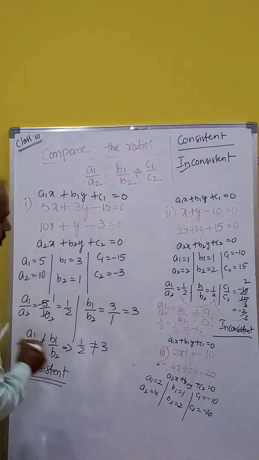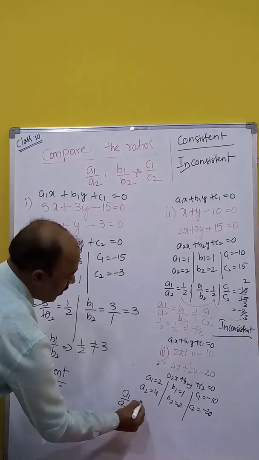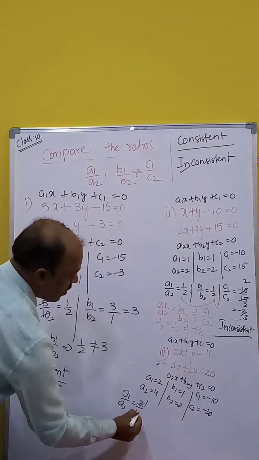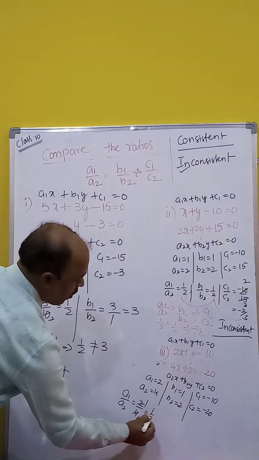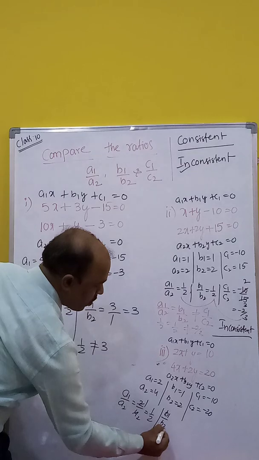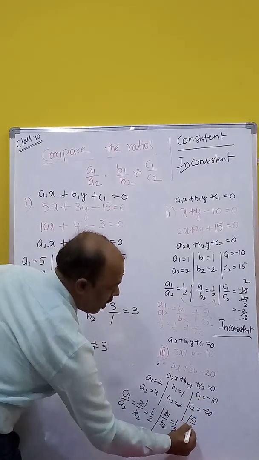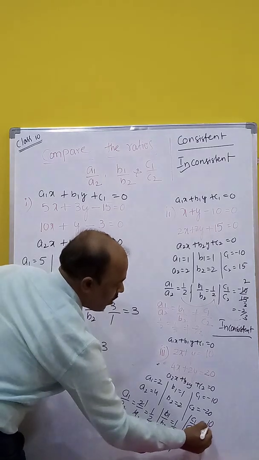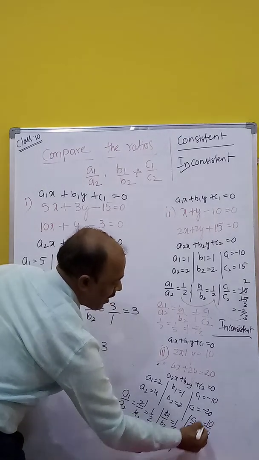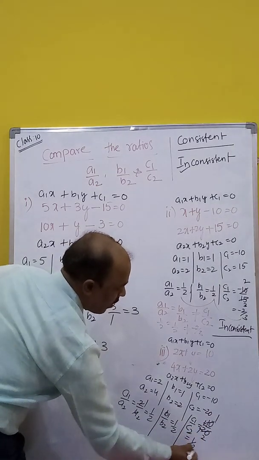Now compare the ratio. What is a1 by a2 first? That is 2 by 4. 2 ones are 2, 2 twos are 4. The answer is 1 by 2. Second one, b1 by b2. What is the answer? 1 by 2. And last one, c1 by c2. That is minus 10 by minus 20. Minus minus cancel, 10 ones are 10, 10 twos are 20. The answer is 1 by 2.